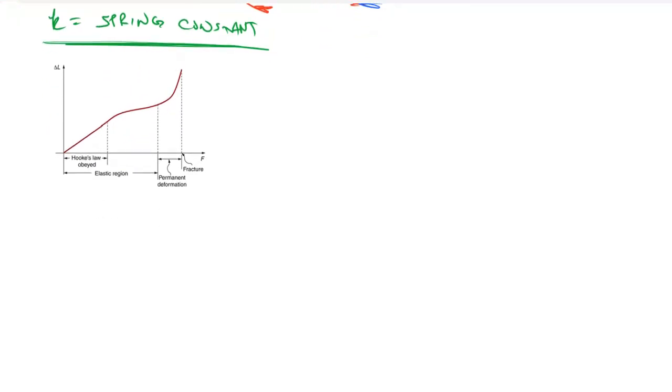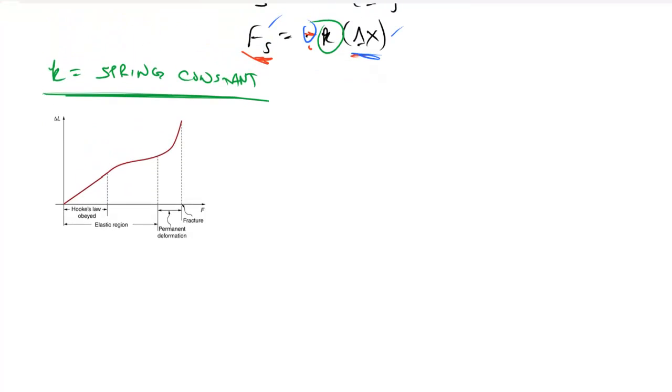And so let's take a look here. Not everything follows Hooke's law. There's actually only a region in which Hooke's law is obeyed, and this is just the first part of what we call the elastic region.